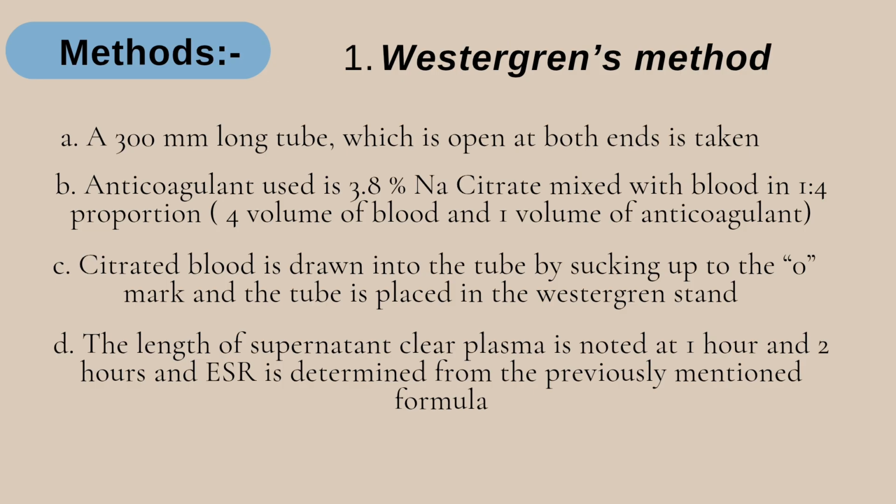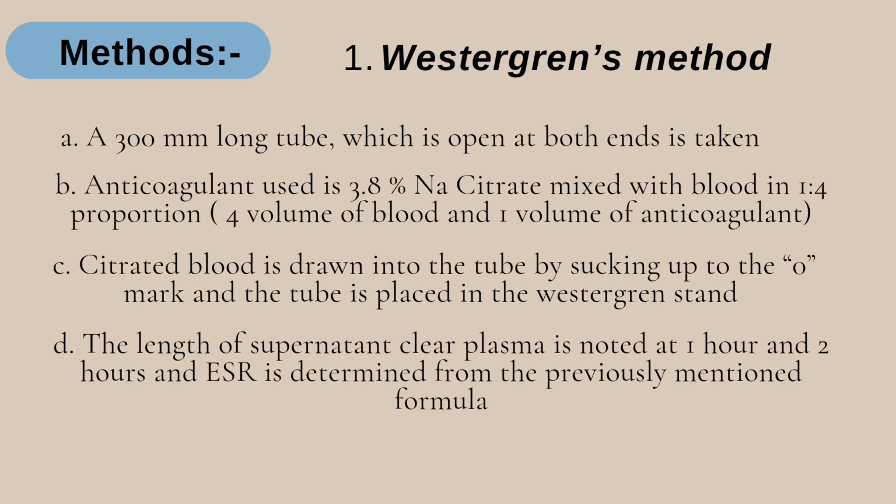Now what are the methods for measuring ESR? First comes Westergren's method. A. A 300 mm long tube which is open at both ends is taken. B. Anticoagulant used is 3.8% sodium citrate mixed with blood in 1:4 proportion, 4 volumes of blood and 1 volume of anticoagulant. C. Citrated blood is drawn into the tube by sucking up to the 0 mark and the tube is placed in the Westergren stand. D.